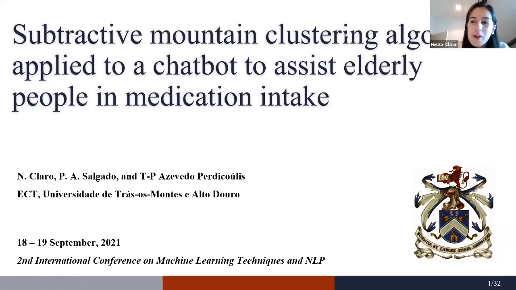Hello everyone, good morning. I'm Neuza and I come from the University of Trás-os-Montes e Alto Douro in Portugal. And I'm going to present the work developed with two professors, Professor Paulo and Professor Neuza. The title of the work is Subtractive Mountain Clustering Algorithm applied to a chatbot to assist elderly people in medication intake.